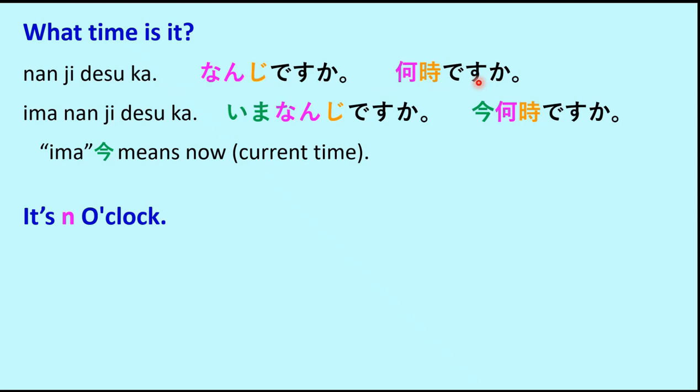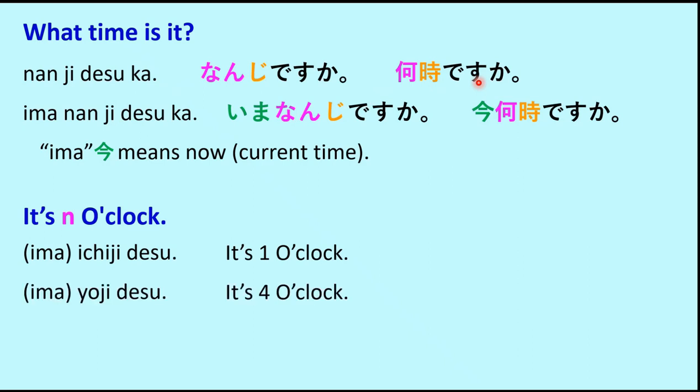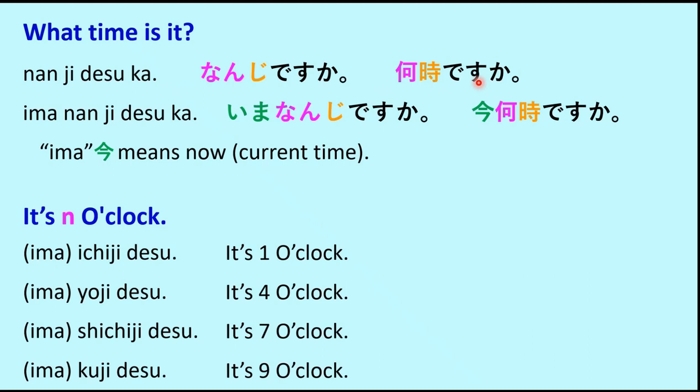It's n o'clock. N represents any value from 1 to 12. So if we want to give this answer in Japanese, it will be ima ichiji desu. That is, it's 1 o'clock. Ima yoji desu. It's 4 o'clock. Ima shichiji desu. It's 7 o'clock. Ima kuji desu. It's 9 o'clock.